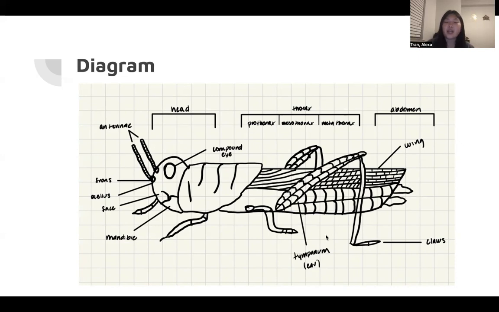Here's the ear, and here are the wings, and these are the hind legs that I was talking about, where they use for flight to browse for food, and the claws are used for eating or other things.